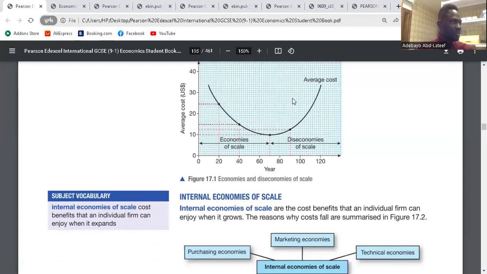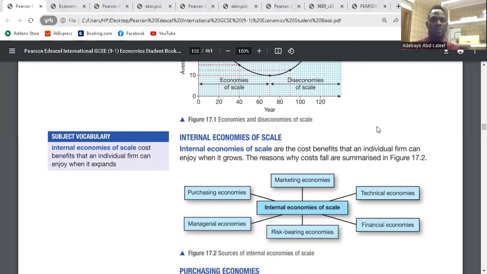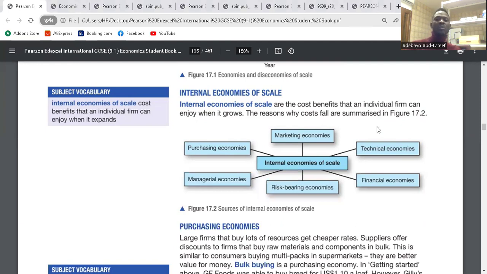We have two types of economies of scale: internal economies of scale and external economies of scale. When we talk about internal economies of scale, this is a cost benefit that affects the business itself. That means the decision of the business to expand has brought about cost benefits. Internal economies of scale are the cost benefits that an individual firm can enjoy when it grows.